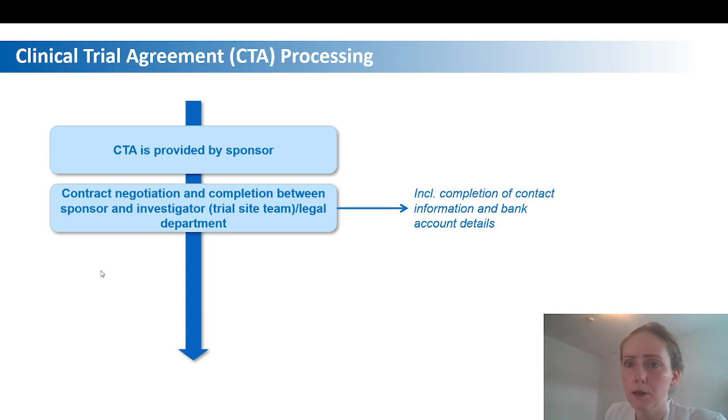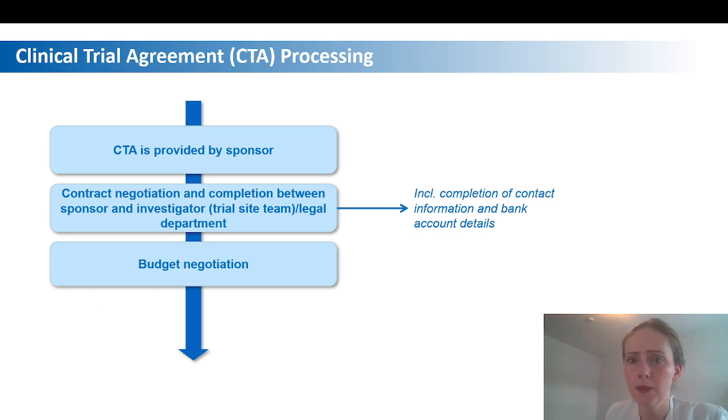Another important part of the negotiations are budget negotiations regarding the financial compensation the site will receive for conducting the trial.